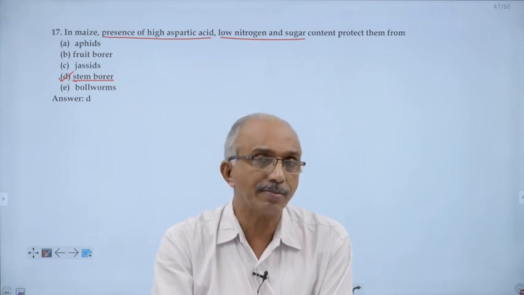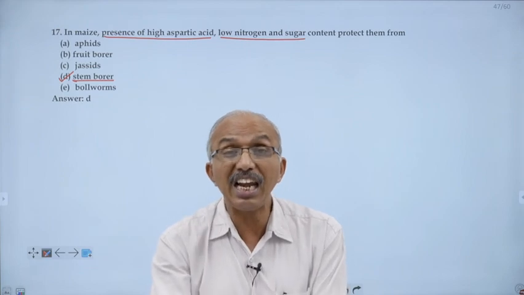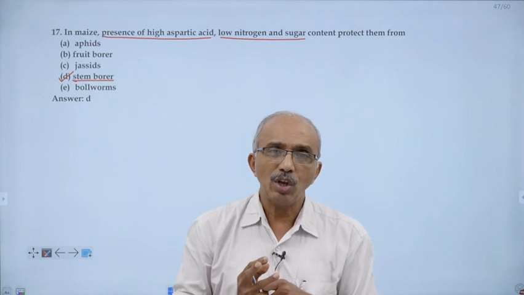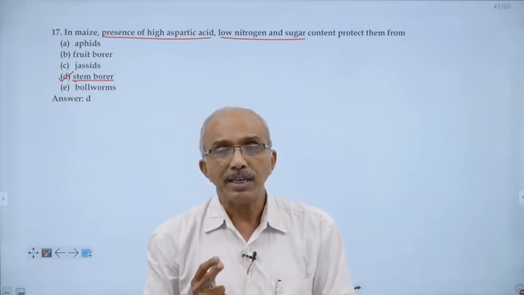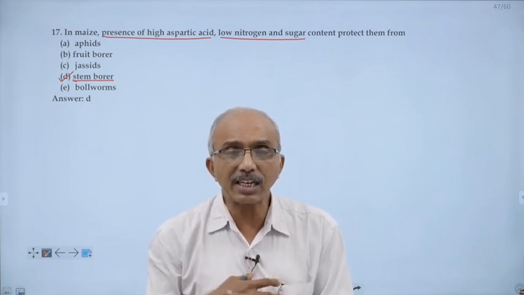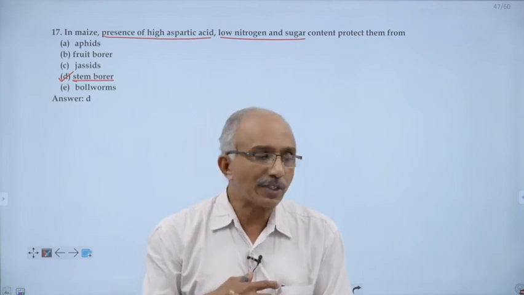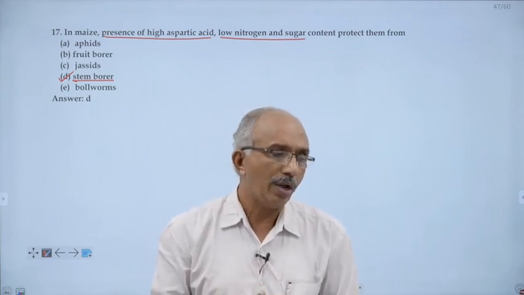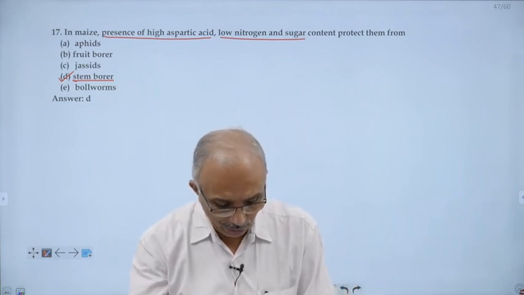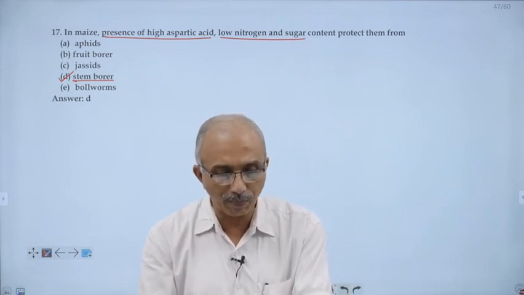Insect resistance. Okay. So hairy leaves are an insect resistant character. Smooth leaves are also an insect resistant character. These are morphological characters. Some physiological characters also give the ability to resist the insect. So here it is the physiological character of maize.